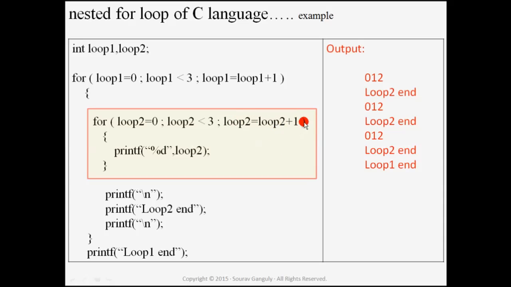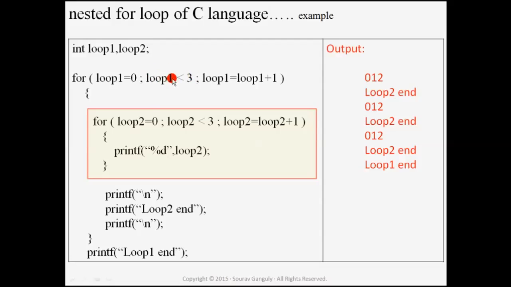Then it increases the value of loop 2 by 1 and checks this condition again, and comes here and prints the value of loop 2 again. When this condition becomes false, the cursor will come here and print this whole section, that means loop 2 end. After that, the cursor will directly go to this section, increase the value of loop 1 by 1 and check the condition that loop 1 is less than 3.